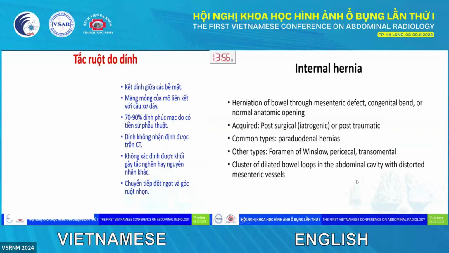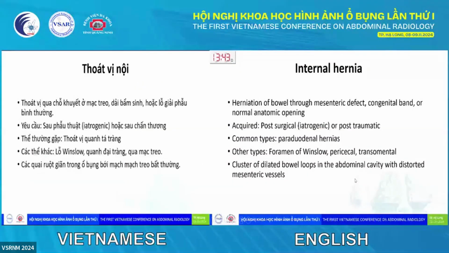Internal hernias are generally rare in our clinical practice, and this is due to a herniation of bowel through a mesenteric defect, congenital band, or a normal anatomical opening. It can be due to acquired causes such as post-surgical, iatrogenic, or post-traumatic causes. The more common types of internal hernias would be the paraduodenal hernias. Other rarer types would be internal hernias into the foramen of Winslow, pericecal hernias, or transomental hernias.